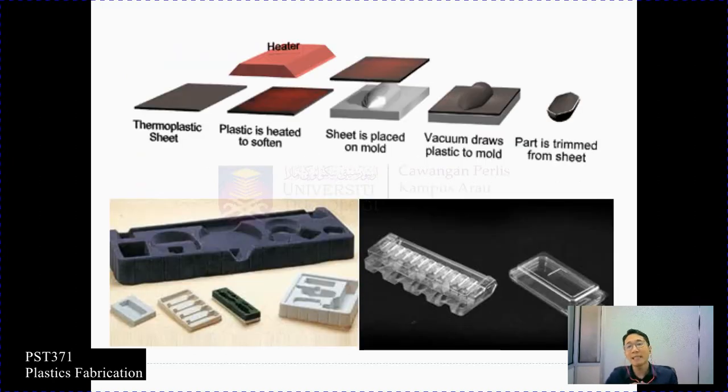Basically, this is the illustration. The thermoplastic sheet, you heat up using a heater. The plastic sheet will start to soften. When it is softened, you put it into the desired shape of mold and allow it to solidify, and finally you remove and trim the part. So these are illustrations of the final products made using a thermoforming technique.